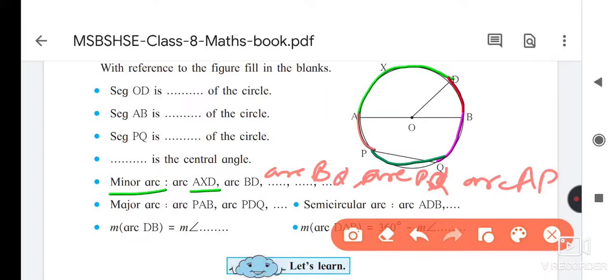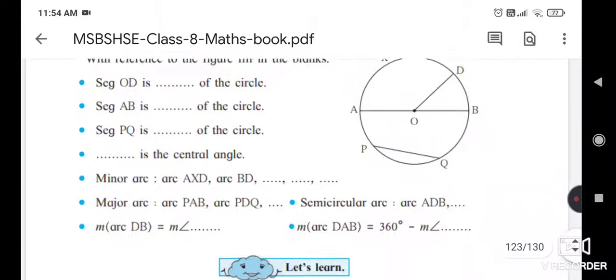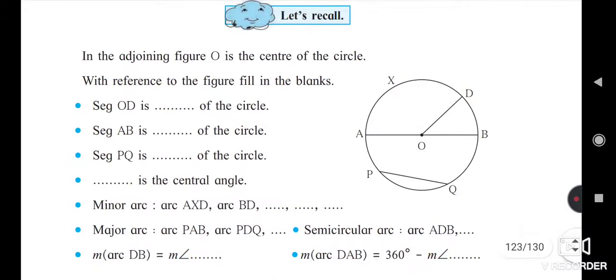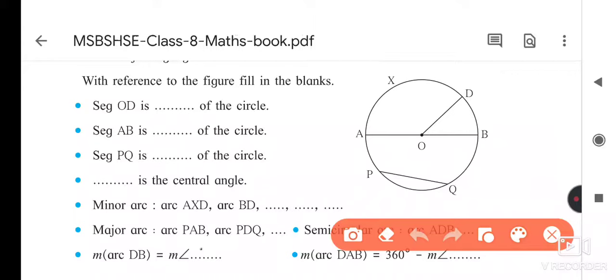After this, let's move towards the major arc of the circle. According to the definition, the arcs whose measure is more than 180 are called major arcs. If you see in the figure, PAB is a major arc, because it is bigger than the semicircle. That's why it is a major arc.